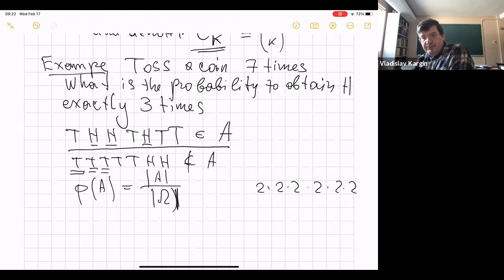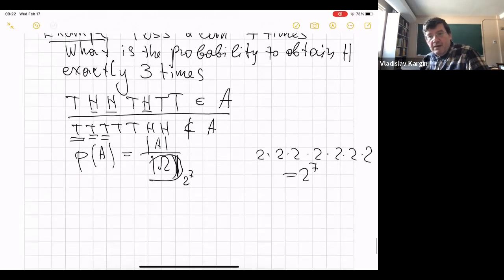This is the possibility for the first toss, this is the possibility for the second toss, and so on. So 2 to 7. So this thing is 2 to the power of 7. And now the interesting thing is how to calculate the number of outcomes in the event.